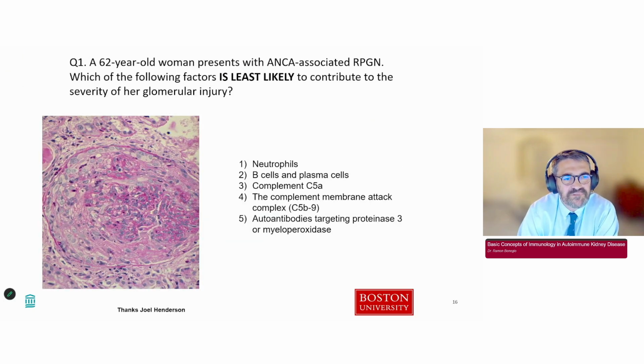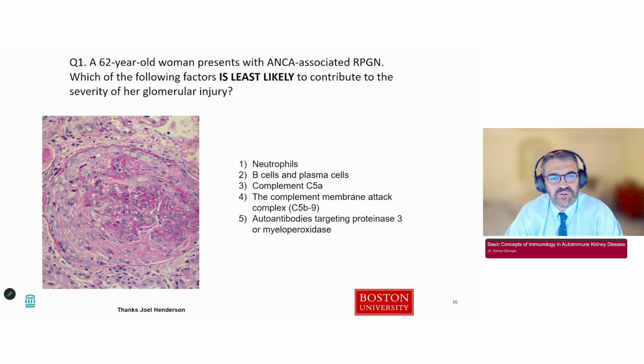Okay, so let's do a few little questions just to show you that these things are relevant. These are not meant to be hard cases, so you should not be stressed by them. I'm going to start with a 62-year-old woman who presents with ANCA-associated rapidly progressive glomerulonephritis.